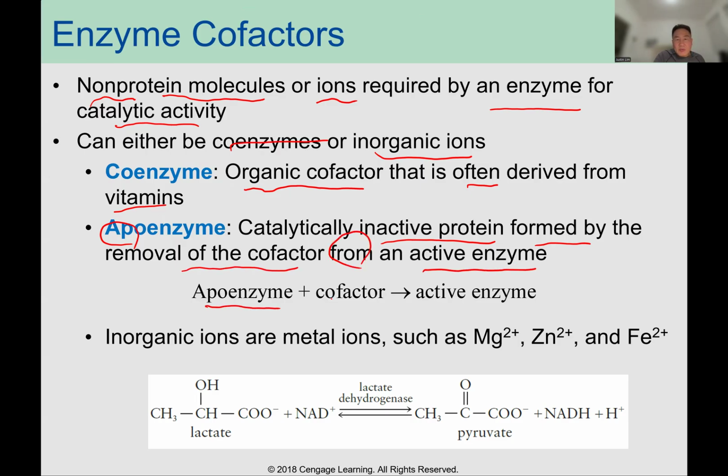So an apoenzyme requires a cofactor to generate an active enzyme. Inorganic ions are metal ions such as magnesium ion, zinc ion, iron(II) ion. For example, with lactate dehydrogenase, lactate reacts with NAD+ to generate pyruvate, NADH, and H+.